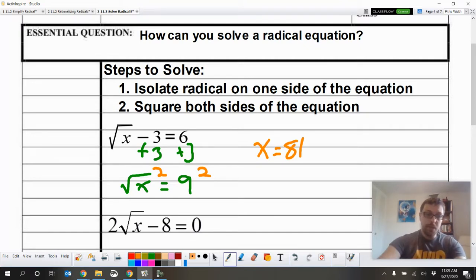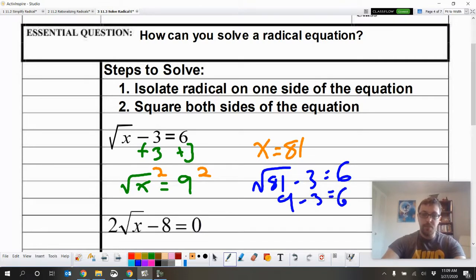And you can check to make sure that this works. If you put it back in, we get the square root of 81 minus 3 equals 6. The square root of 81, that's 9 minus 3. Yep, 9 minus 3, 6 equals 6. We're all set. That works out.